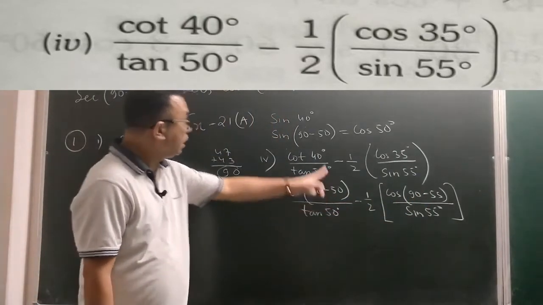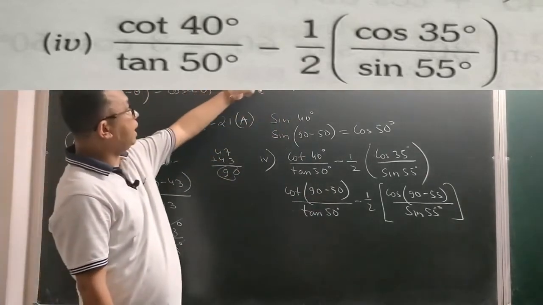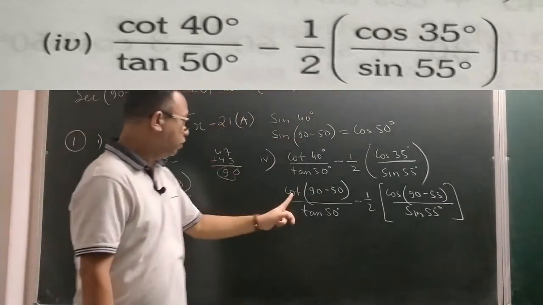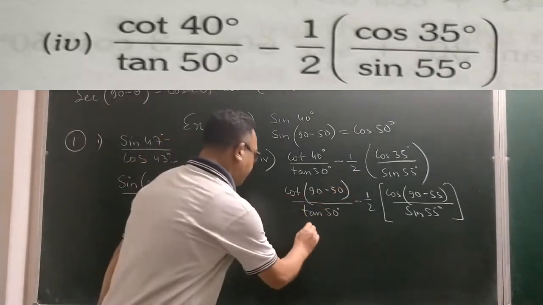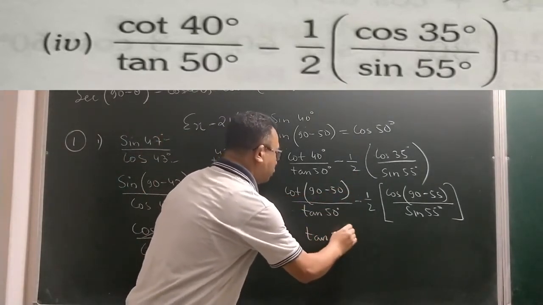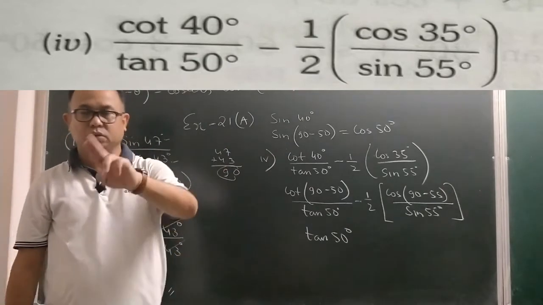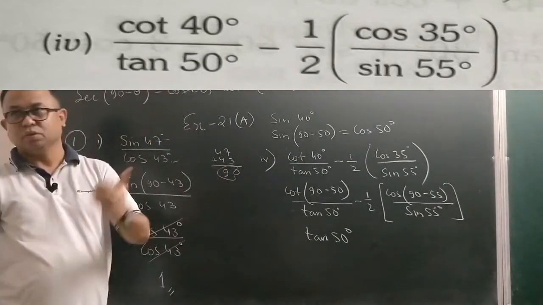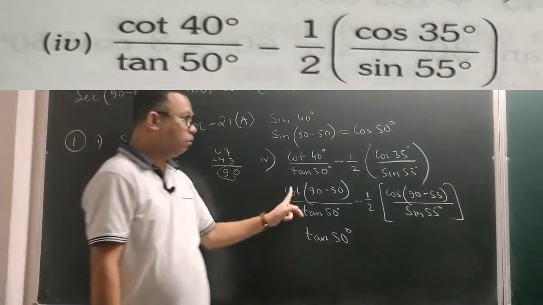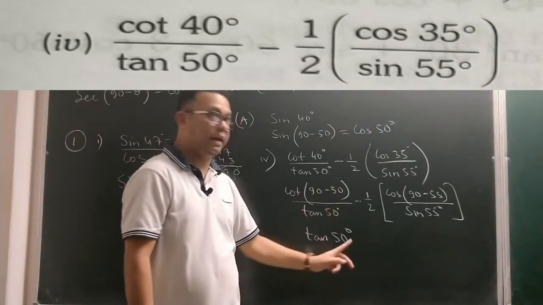Cot 90 minus theta can be written as tan theta. So instead of writing cot 90 minus 50, I can write tan 50. Cot will change to tan. Don't forget, cot changes to tan, tan changes to cot. Sin changes to cos, cos changes to sin. Cosec changes to sec, sec changes to cosec. So cot 90 minus theta will change to tan theta.